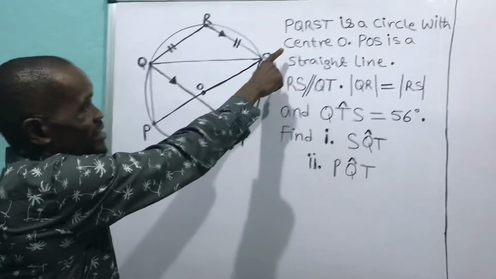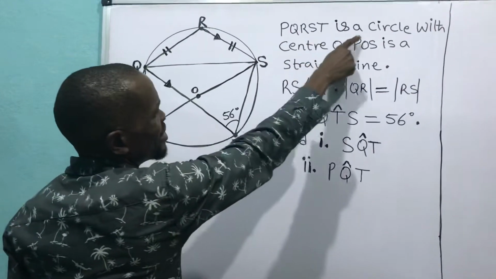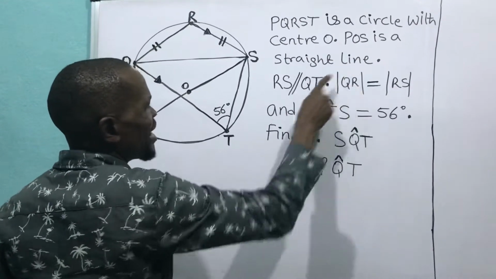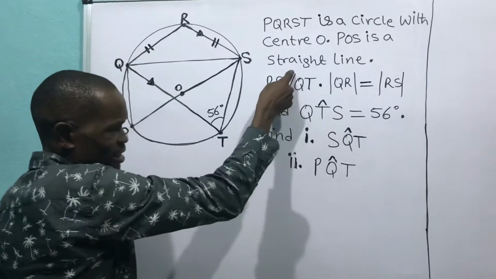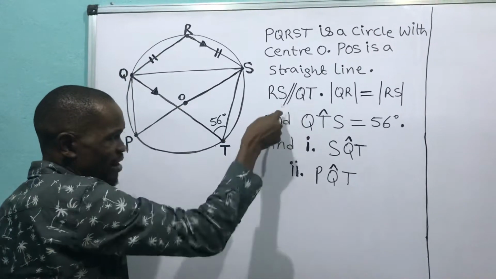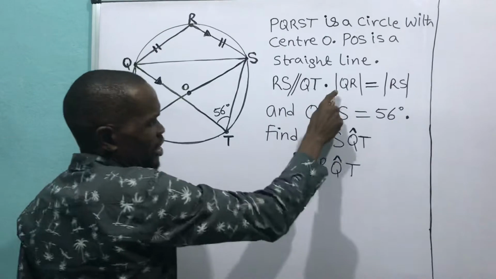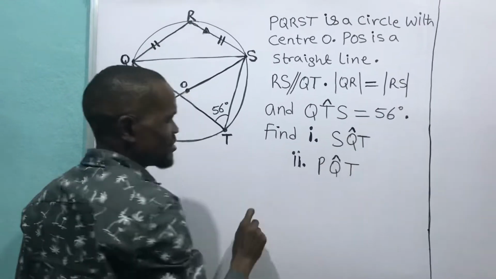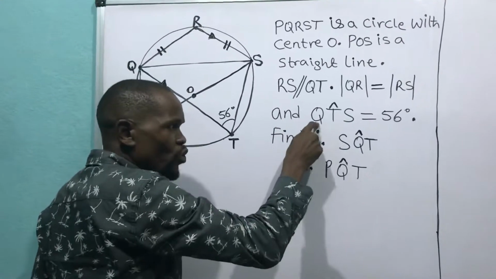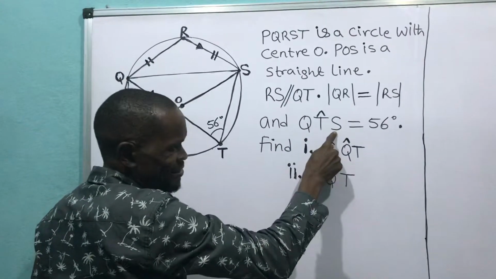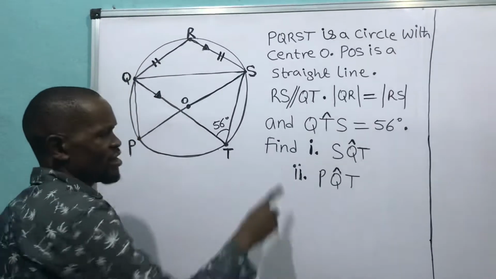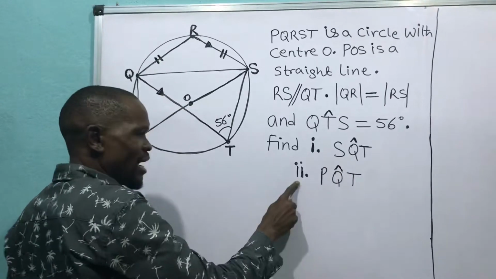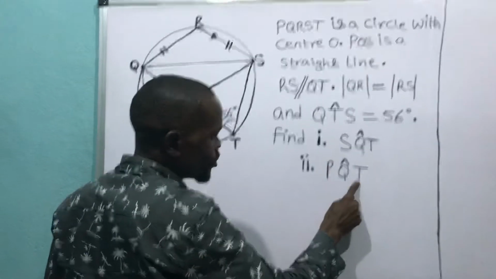The WAEC question says PQRXT is a circle with center O. POX is a straight line. RX is parallel to QT. Line QR is equal to line RX, and angle QRX is equal to 56. Find (i) angle XQT, (ii) angle PQT.